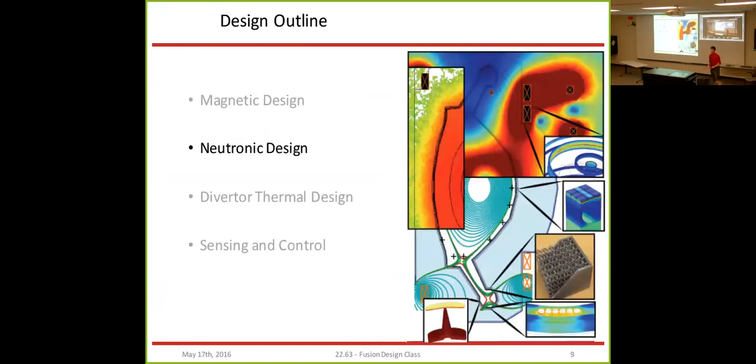So I've talked a little bit about the magnetic design and the coil set that we are planning on using in our new ARC design. And now I'll turn it over to Jake, who will talk about neutronic simulations and the shielding of the coils. Thank you, Alex.